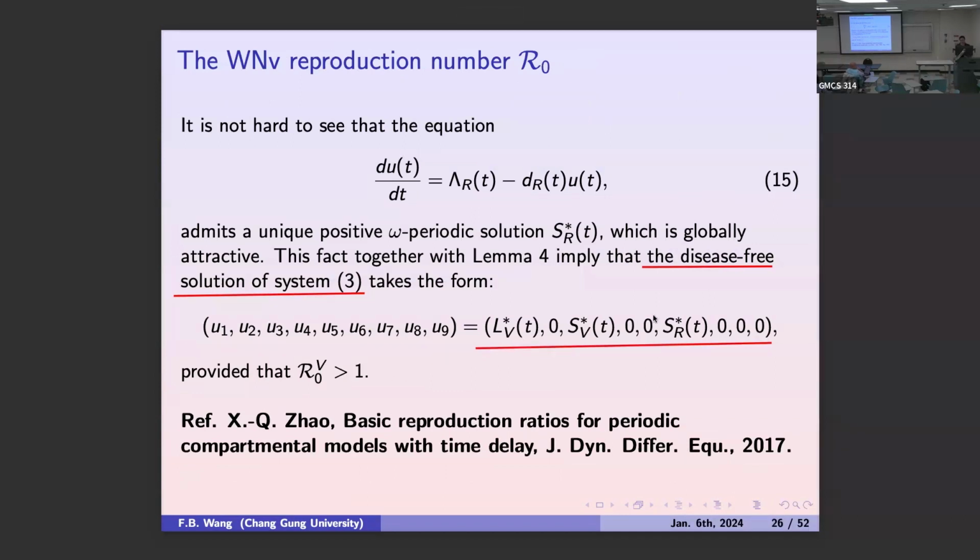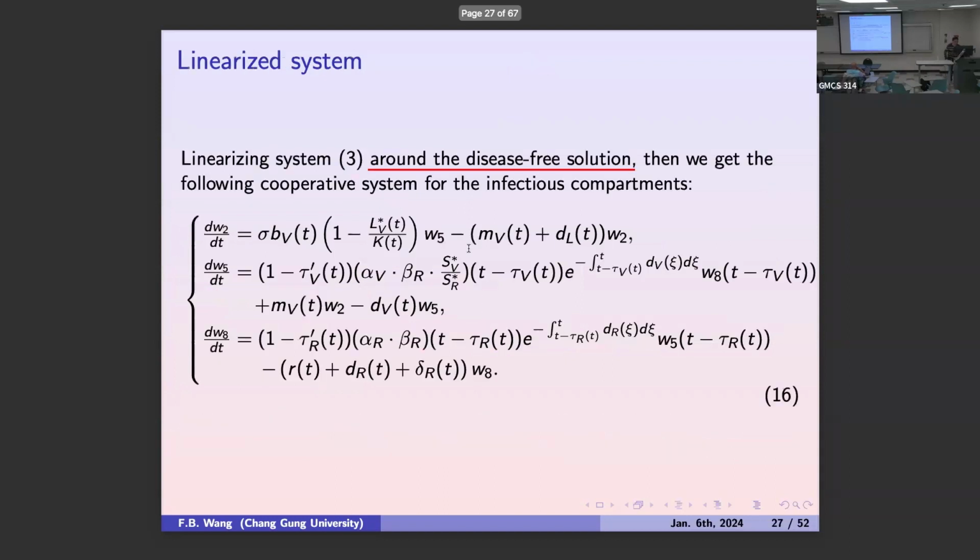Yeah, it looks like this one. It's the mosquito, and this is the susceptible bird. Okay, and now we linearize our flow system around this one. Then we can find the following linear system. Again, of course, it's very complicated because it's a delay equation. So again, we can separate the linear system into two parts. One is new infection, another one is the internal evolution.